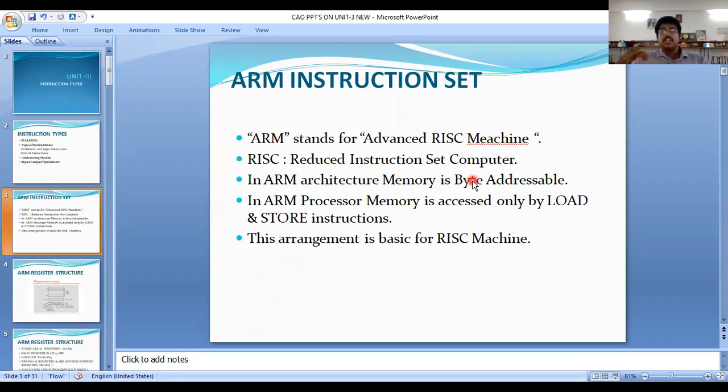That means if you want to insert data into the ARM or take any data out from the ARM, you can do it only by using two instructions: load and store. In RISC also there are only two important instructions, load and store. As the concepts in ARM are similar to the concepts in RISC, we can say that it follows the RISC architecture.